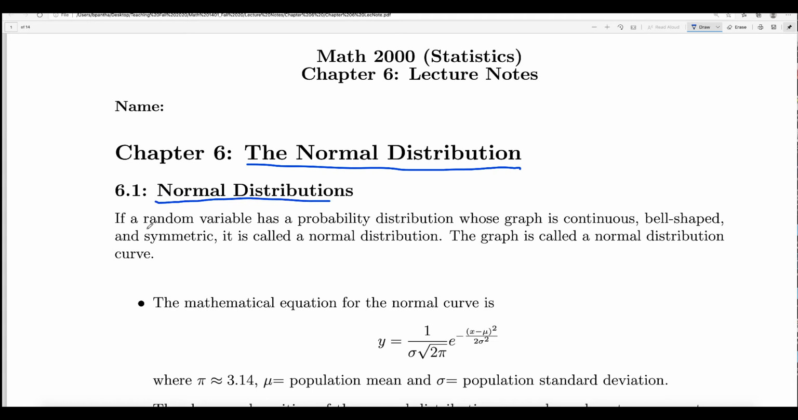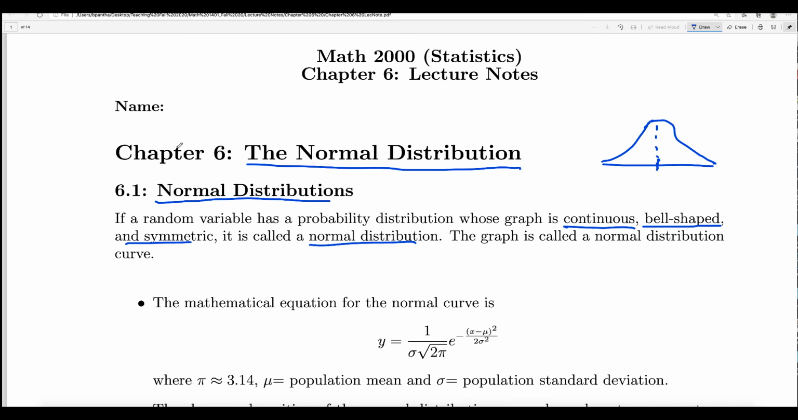Okay, if a random variable has a probability distribution whose graph is continuous, bell-shaped and symmetric, then it is called a normal distribution. What do you mean by bell-shaped and symmetric? It is continuous, right? There is no break, and it is bell-shaped, and symmetric. Symmetric means if you cut it in the middle and fold it, the two sides overlap. Then it is called the normal distribution.